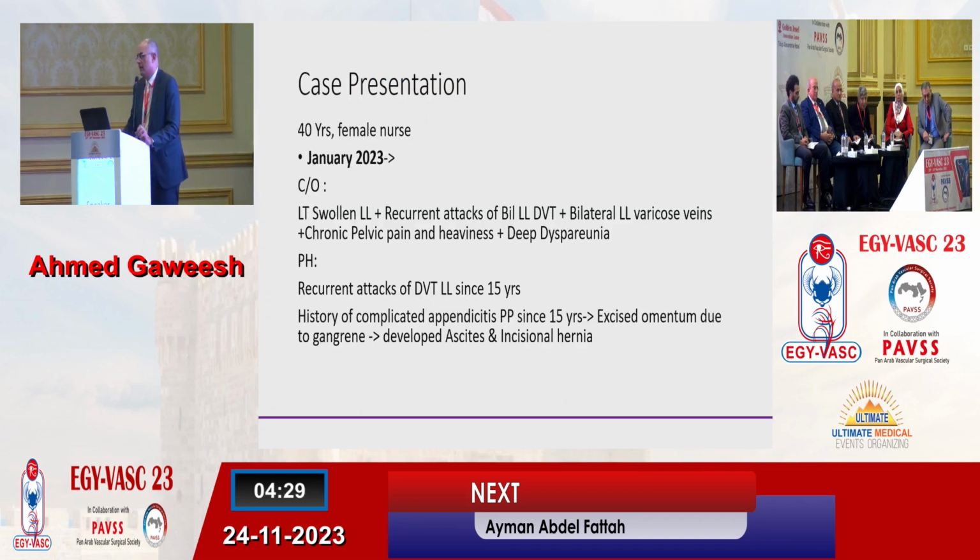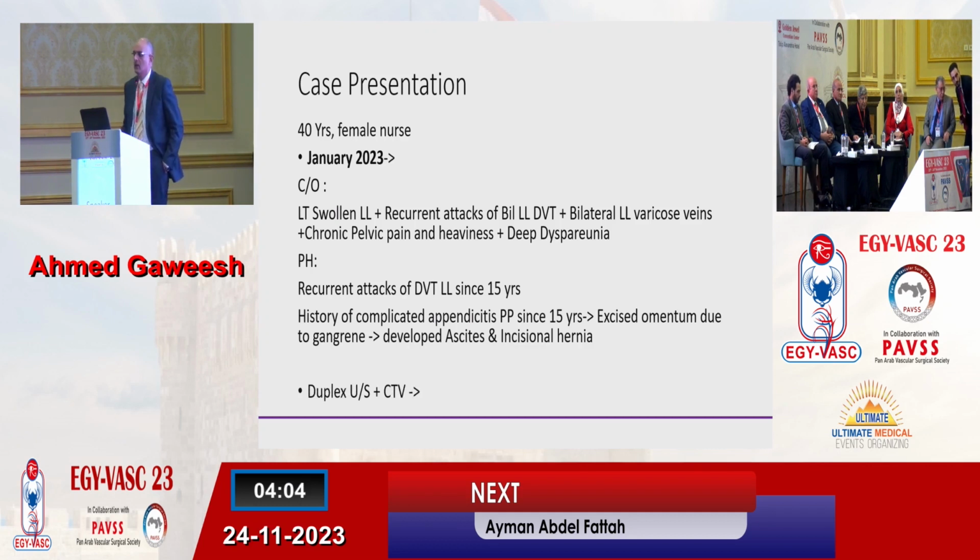So this is a case to show you how we plan our cases. This is a 40 year old female patient who came complaining of a left swollen lower limb, recurrent attacks of bilateral lower limb DVT, as well as bilateral lower limb varicose veins. She had also reported chronic pelvic pain and heaviness with deep dyspareunia. She had a past history of recurrent attacks of DVT, so it was definitely post-thrombotic.